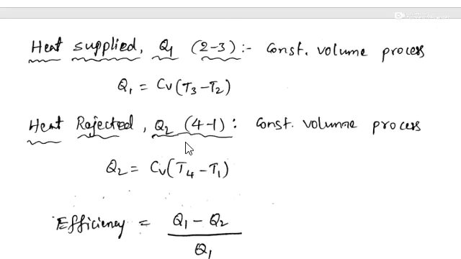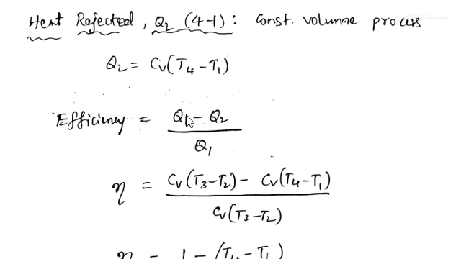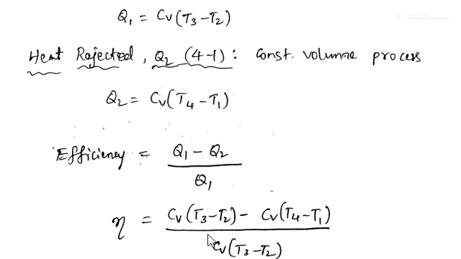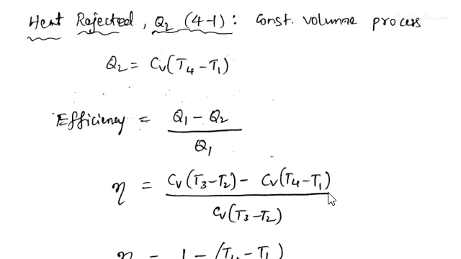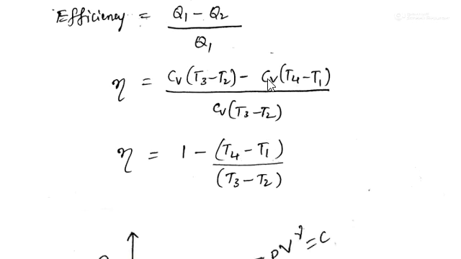Efficiency is heat supplied minus heat rejected, divided by heat supplied. Heat supplied is Cv into T3 minus T2, minus heat rejected Cv into T4 minus T1, divided by heat supplied Cv into T3 minus T2. You can cancel the Cv, and rewrite the efficiency formula as 1 minus (T4 minus T1) by (T3 minus T2).